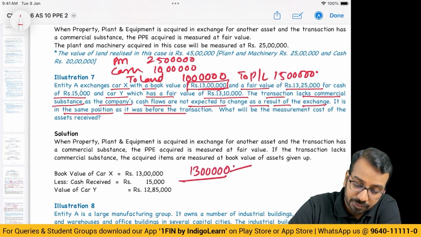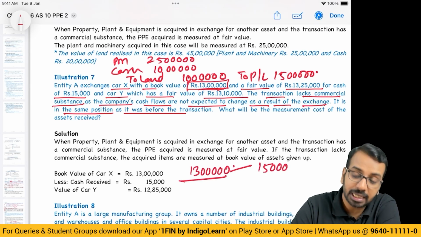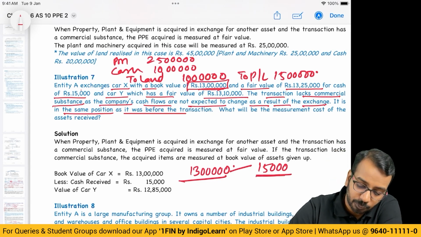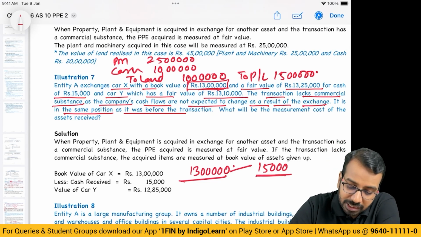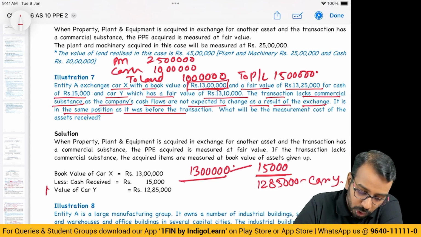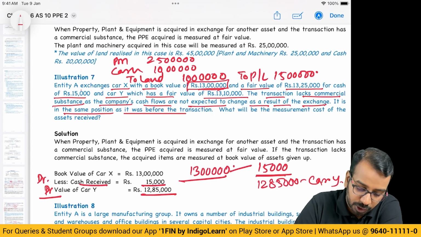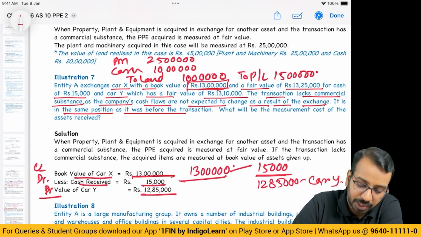For these 13 lakhs, we have received 15,000 in cash. So we gave 13 lakhs worth of asset and got 15,000 in cash. Whatever is the balance left, 13 lakhs minus 15,000, 12 lakhs 85,000 is the value of car Y. So what will we do? We will debit car Y by 12 lakh 85,000, debit cash by 15,000, and credit car X by 13 lakhs.